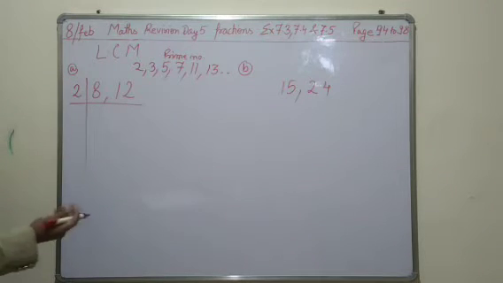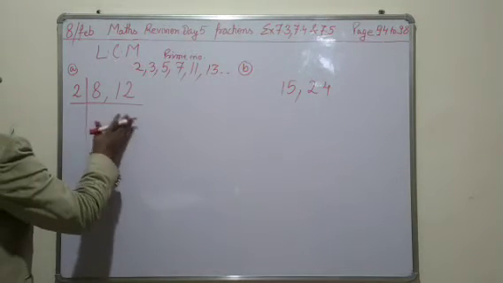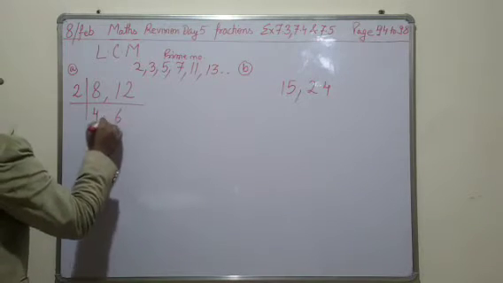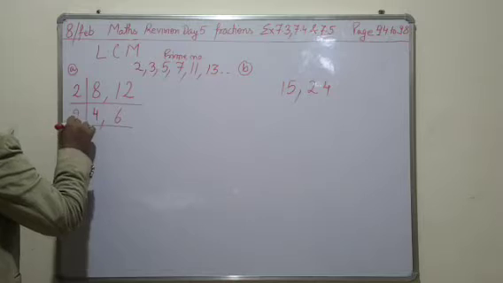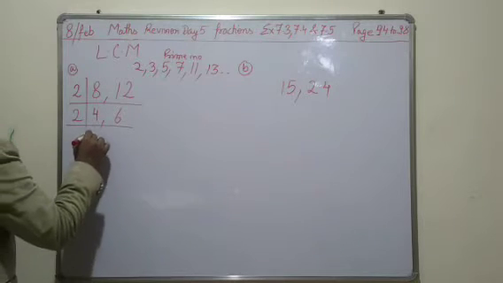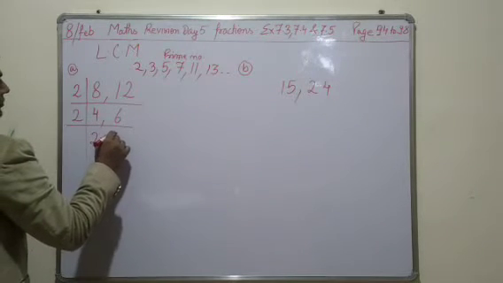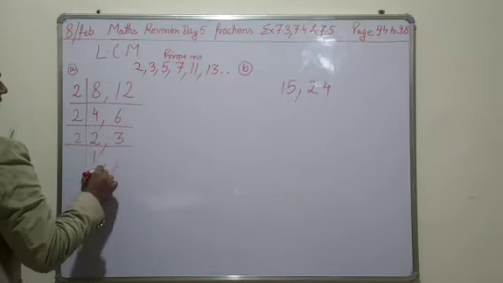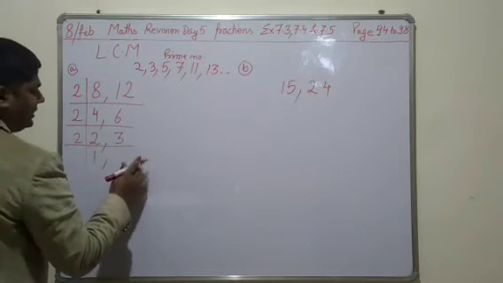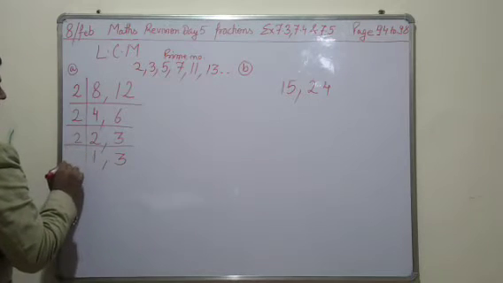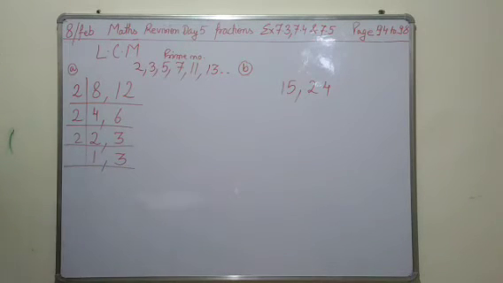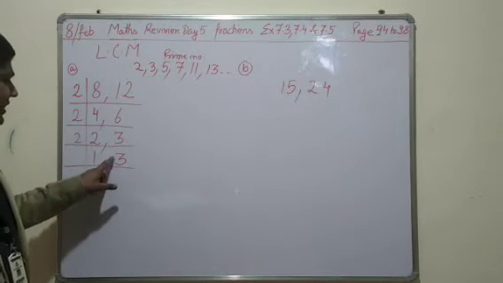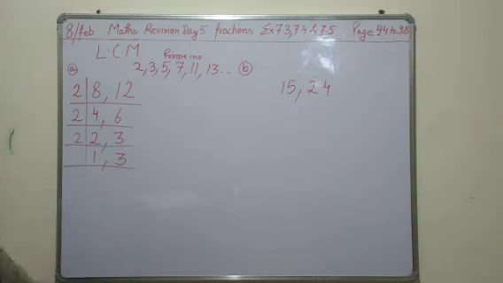Can 2 divide both? Yes, 2 will divide both. It will be 4, 2 fours are 8 and 2 sixes are 12. Again, can we divide it by 2? Yes, 2 twos are 4 and 2 threes are 6. Again, can we divide it by 2? Yes, 2 ones are 2, and 3 we cannot divide by 2, so we will write 3 as it is. Listen very carefully, we cannot divide 3 by 2, therefore we wrote 3 as it is.